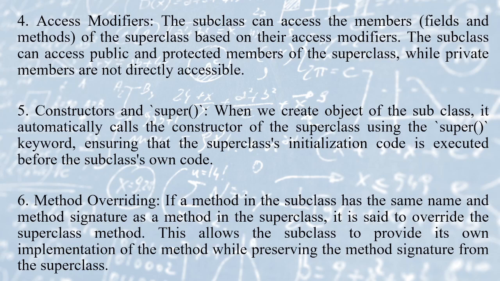Now we can have hierarchical inheritance but not multiple inheritance. That is, A can be inherited by B, and B can be inherited by C, but C cannot inherit A and B together.